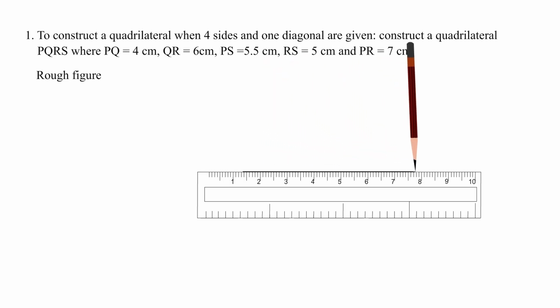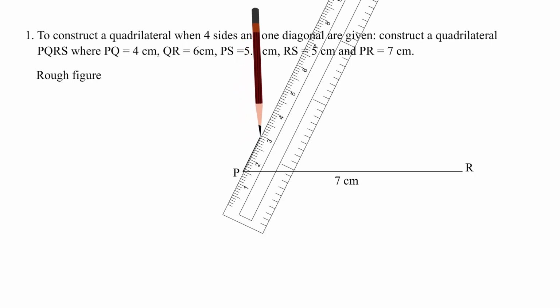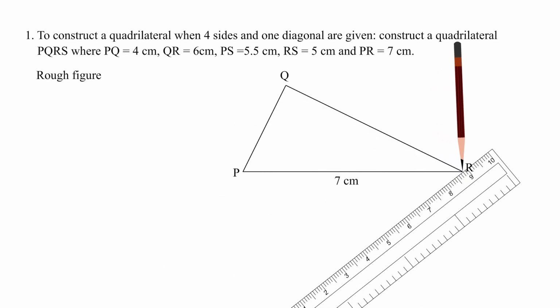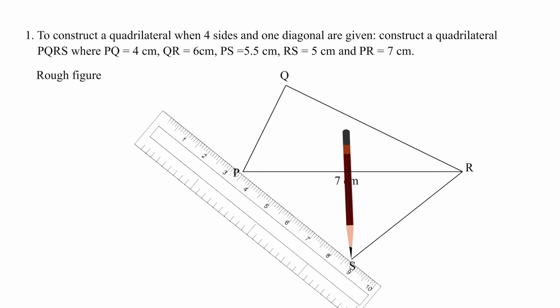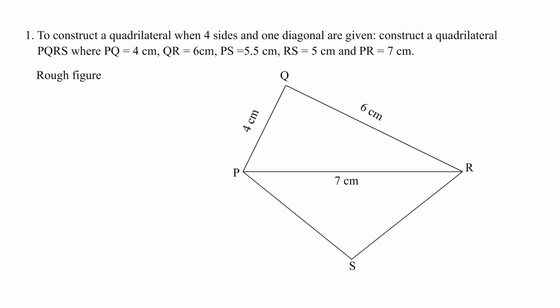So to draw a line, what do you want? You want a scale and pencil. So mark a line of length 7 centimeters called PR, the diagonal, and side PQ. What is the length of PQ? 4 centimeters. Length of QR is not given, whereas length of RS is given, 5 centimeters. Length of PS is given, 5.5. So 4 sides are given, 1 diagonal is given.